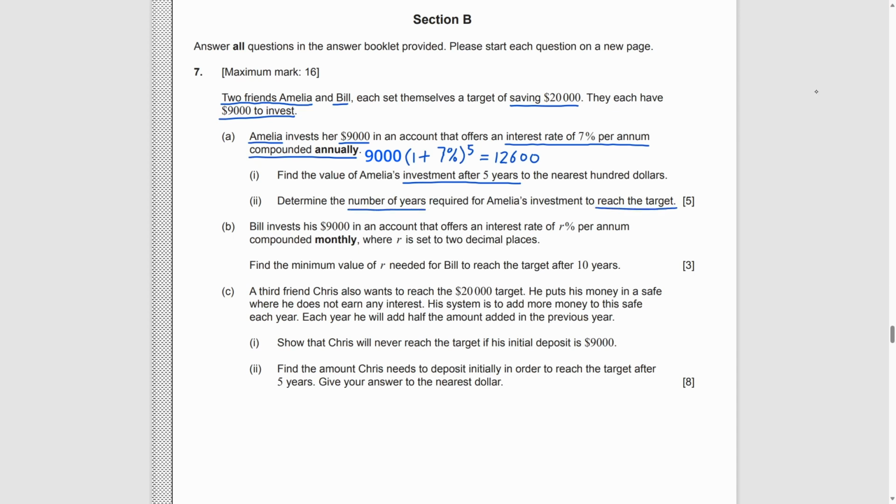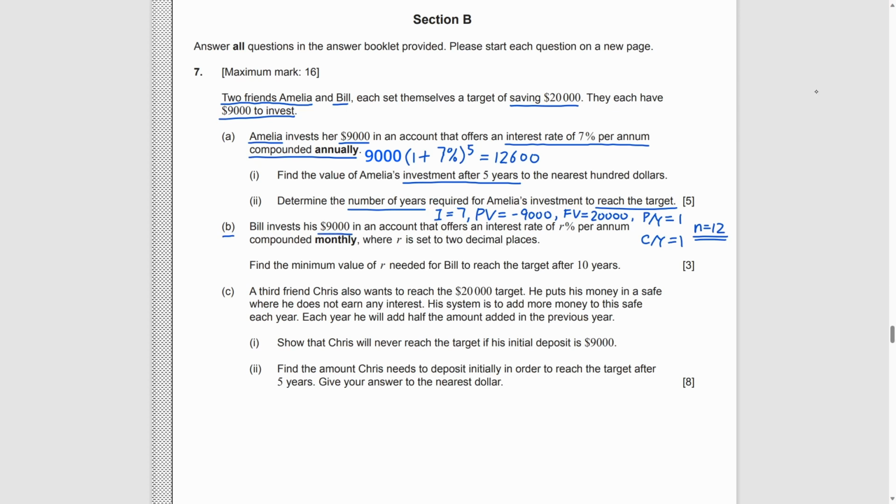Then, we want to find the number of years required for A to achieve her target. This time, I use financial function of the calculator. Set I% to be 7, present value negative 9,000, future value 20,000, P/Y is 1, C/Y is 1, and we can get 12 years.